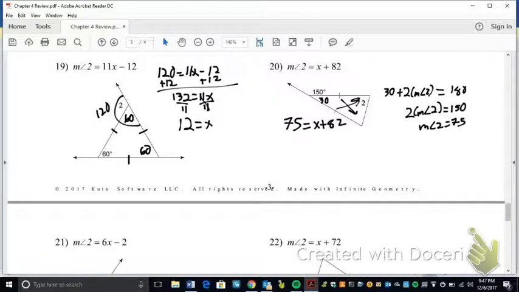Plug that into the equation we're given. 75 equals x plus 82. Subtract 82 from both sides, and we get x equals negative 7.